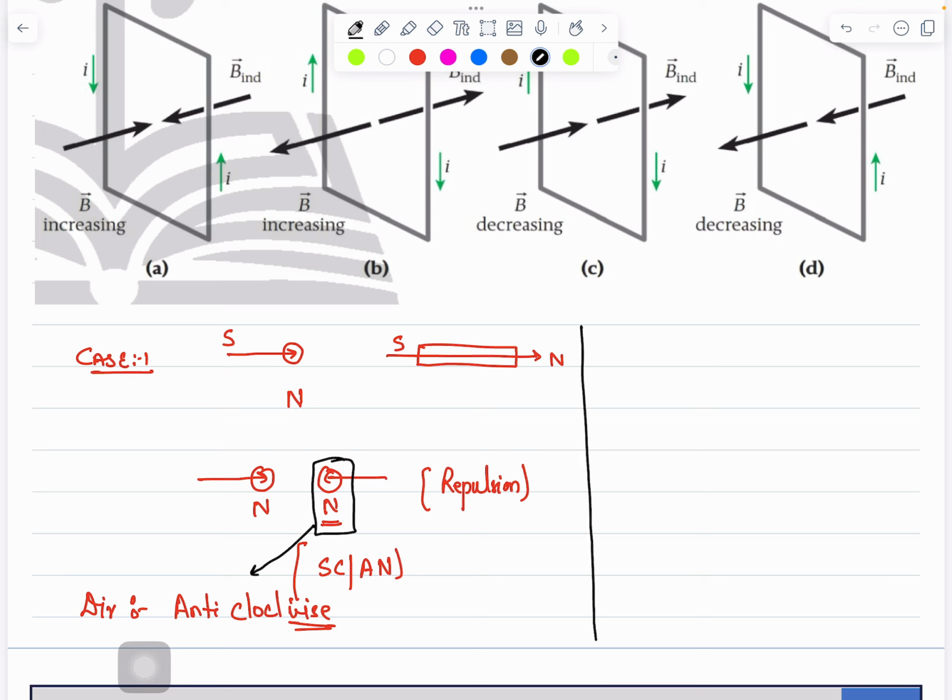Now we will go for case number 1. 1 is finished. 2, 3, 4. Okay guys, now case number 2.